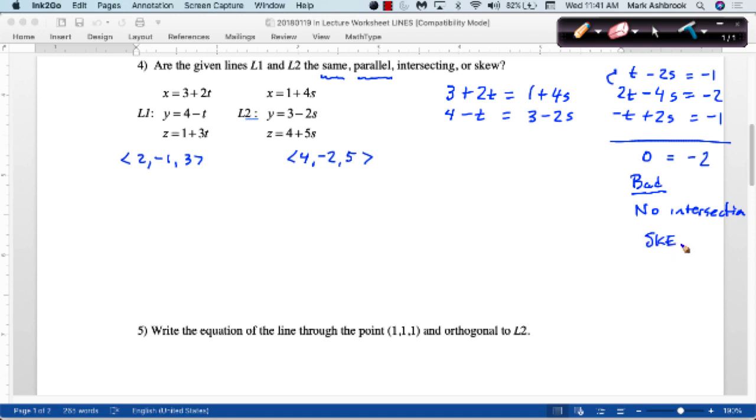So if I'd been able to solve these and say got t equals 1 and s equals 3, does that mean they're intersecting? I've got to check z, right? I've got to take whatever I would get for t and s. Those have got to give me the same z coordinate in both. If they do, now we've got intersecting lines. If they don't, still skew. Even if this would have worked out.